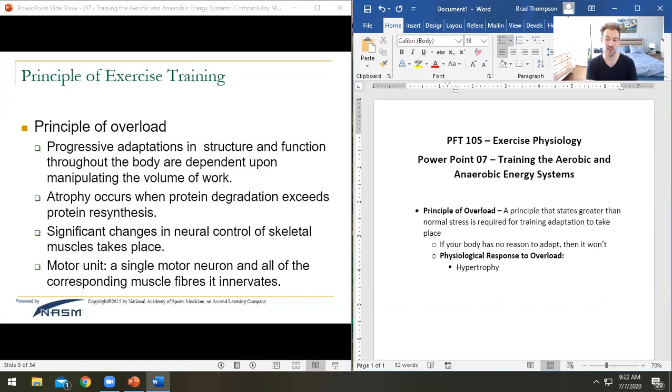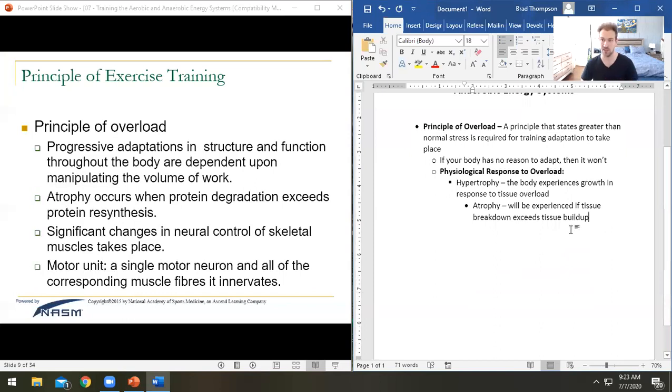And then underneath this, right, the body experiences growth in response to tissue overload, right? And I'm going to put atrophy underneath here just because it is mentioned here. And so atrophy will be experienced if tissue breakdown exceeds tissue buildup, right? So if you are continually tearing your muscles down, this is where obviously nutrition plays a key role, but atrophy can also be experienced.